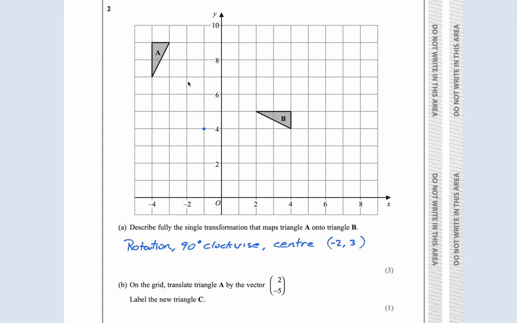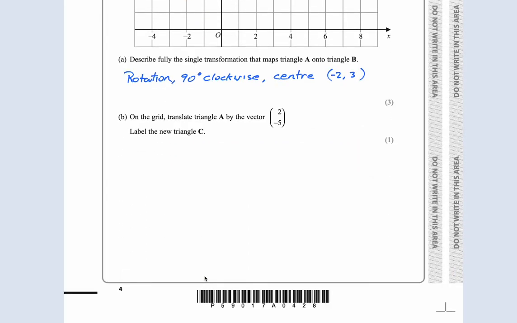1, 2, 1, 2, 3, 4, 5. And 1, 2, 1, 2, 3, 4, 5. If you recognize that it's just the same shape, you could actually just get away with doing it with one corner. But a translation will give you the exact same shape. It'll just move it to a different point. Now it actually says label it C. So I'm going to call that C.